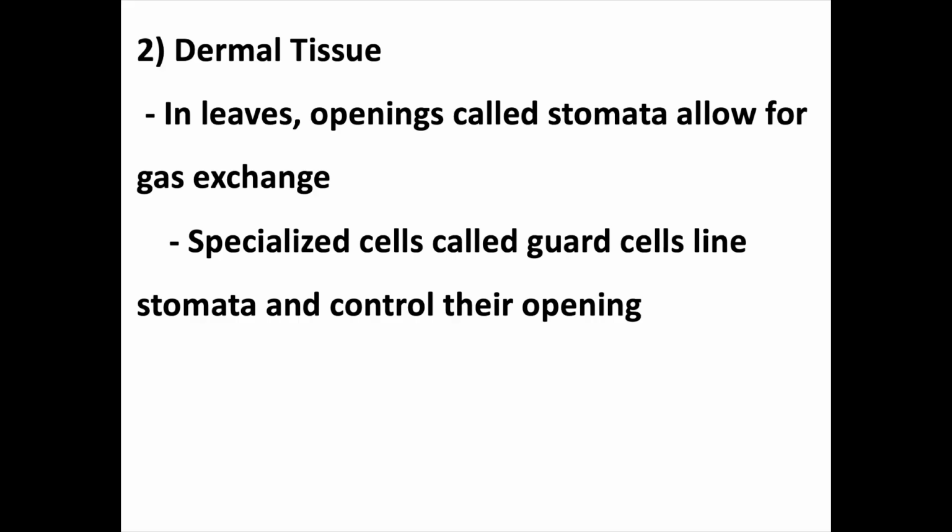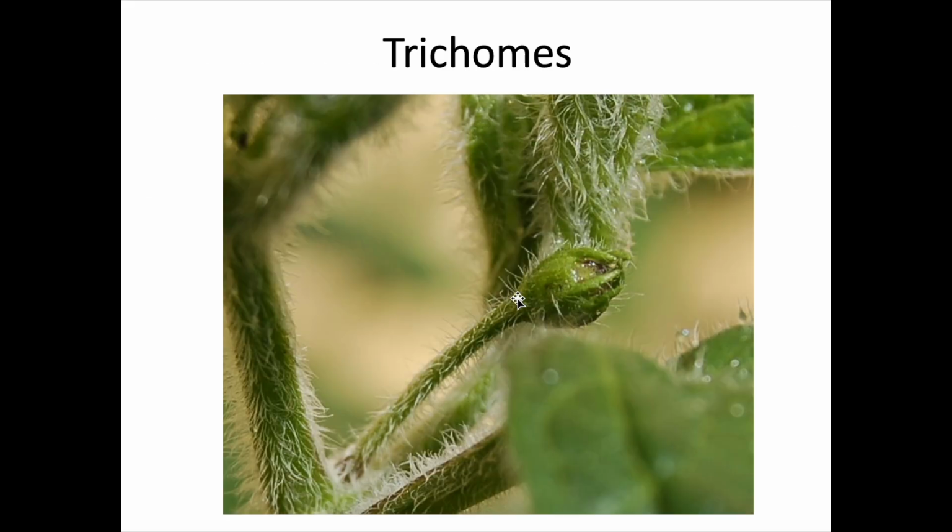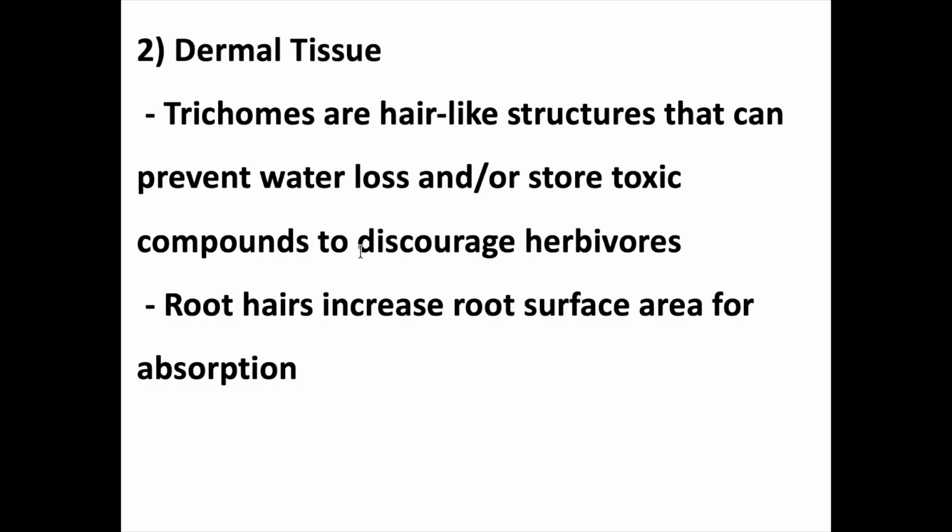There are a couple of other examples of specialized dermal tissue. Another one is something called trichomes. So these are fuzzy little hairy extensions. Their job is, not unlike our body hair, it helps provide a little bit of shade to the tissue underneath that. But also these trichomes can sometimes house toxic substances to discourage herbivores. So we see a variety of plants with these trichomes. In summary, hair-like structures, they can prevent water loss, again, providing some shade, and or store toxic compounds to discourage herbivores.